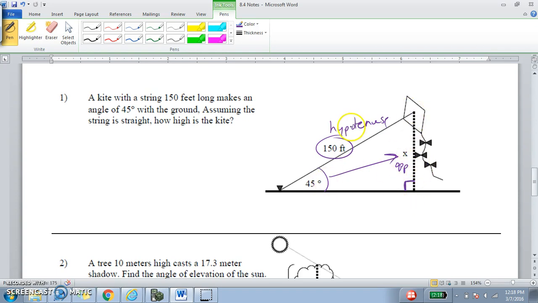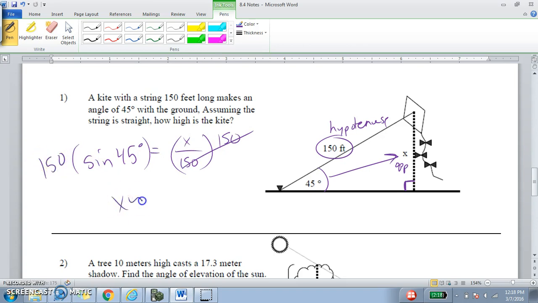So opposite and hypotenuse is sine. So now we've got the sine of our angle 45 equals x, the height of the kite, over 150 for our hypotenuse. So to get the x by itself, we multiply by 150. When we type that in our calculator, we get approximately 106 feet in the air.